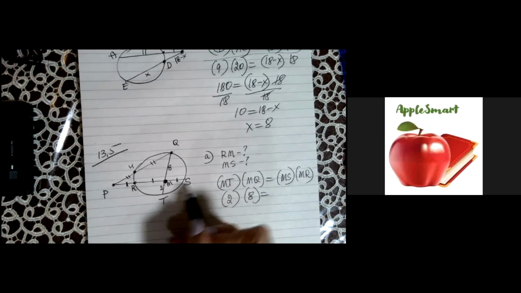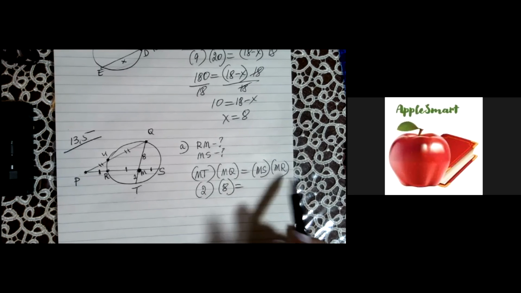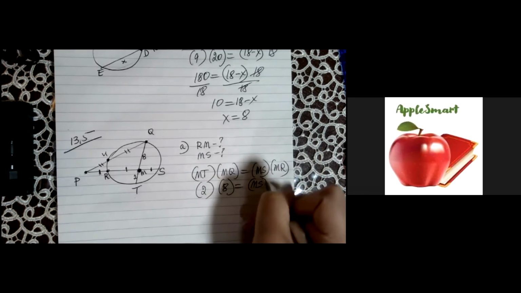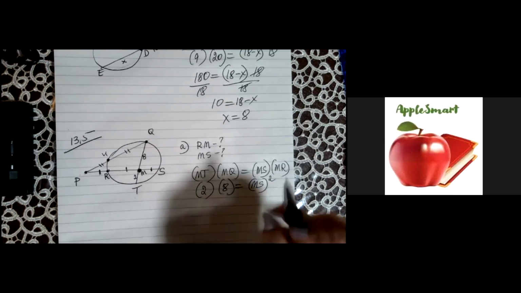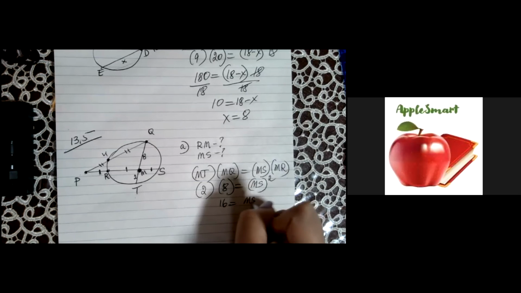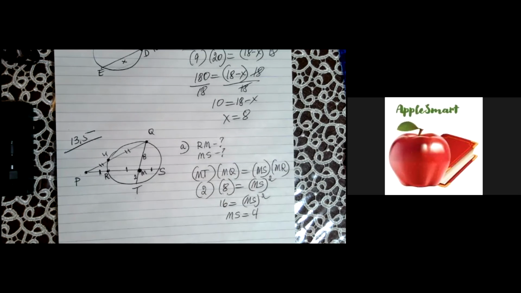But aren't they equal? MS and MR, remember they said that these 2 points trisect PS. Therefore, we said this PR is the same as RM and the same as MS. So when I say MS times MR, it's the same as MS squared or MR squared, same thing. Can we solve now for MS? 2 times 8 is 16 equals MS squared. Therefore, MS would be equal to 4. And the same with RM, right? So RM equals MS and equals 4. Do you understand that?